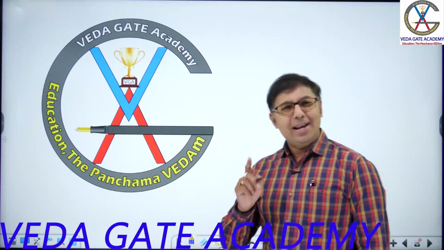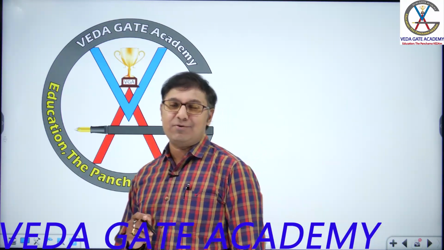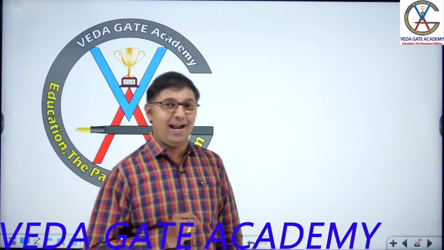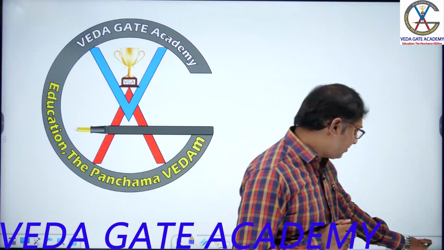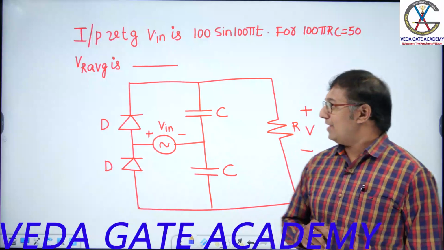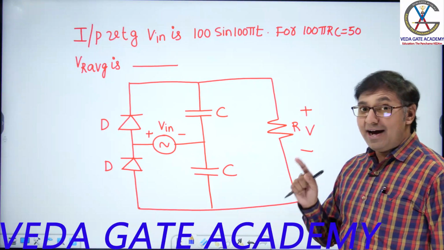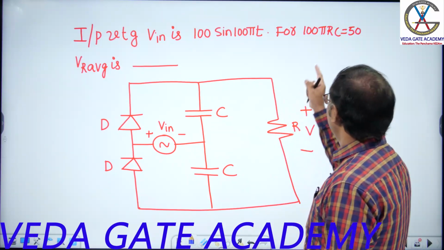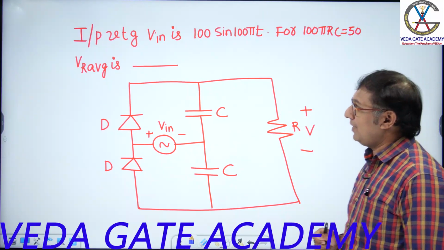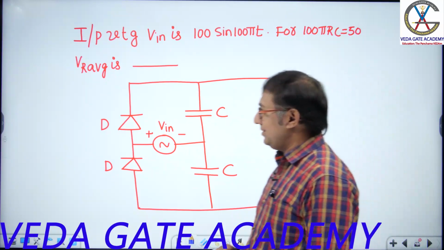In this session, let us solve some important previous GATE questions on sinusoidal steady state analysis. Let's have a look at the questions. The very first question given: input voltage Vin is 100 sin 100 pi t, omega RC equals 50. VR average is dash.